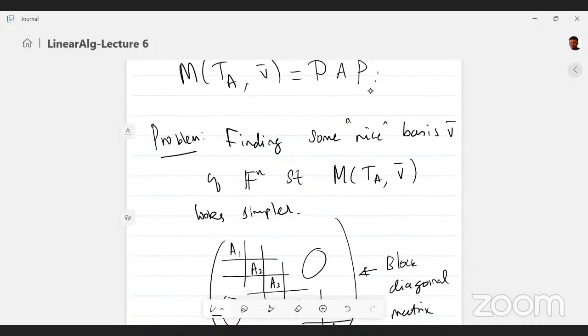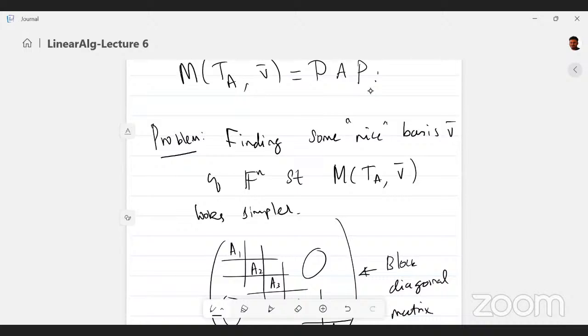So we want to find some nice basis of the vector space that we are working with, so that the matrix of the linear transformation with respect to that basis looks much simpler. Why do we want to do that? Because if you go from one basis to another basis, the corresponding matrices will be conjugate.